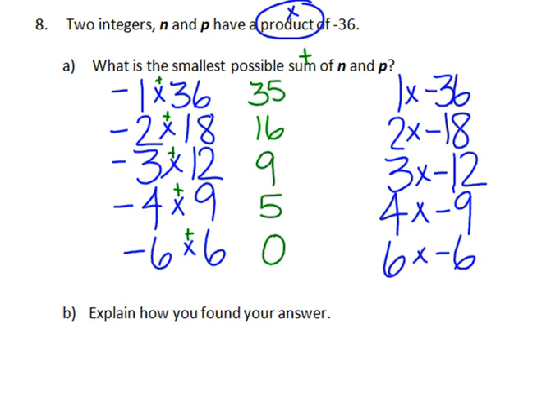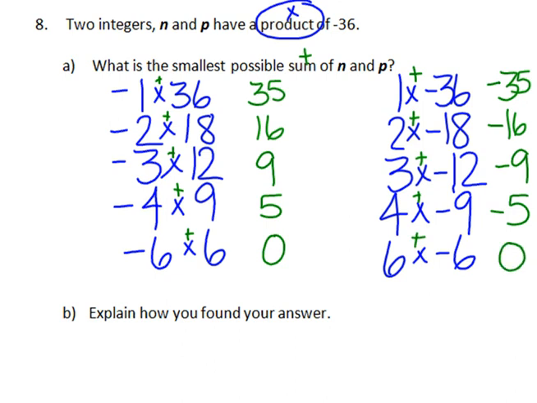Okay, same thing for the second set. 1 plus negative 36 is negative 35. 2 plus negative 18 is negative 16. 3 plus negative 12 is negative 9. 4 plus negative 9 is negative 5. And 6 plus negative 6 is again 0. So you'll notice that in our sum columns, when we add them, you're going to get the same numbers, just their opposites.